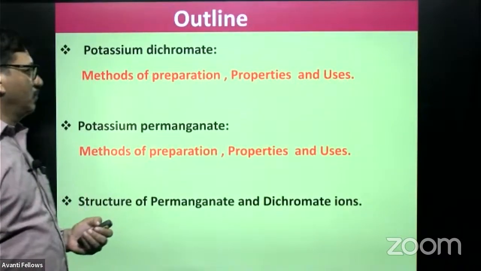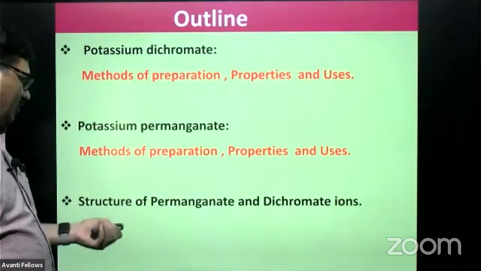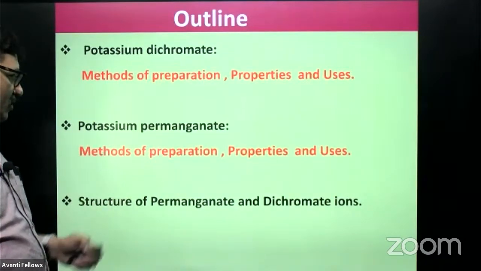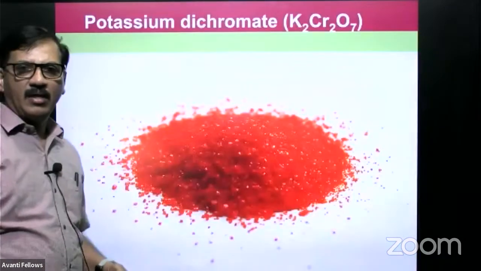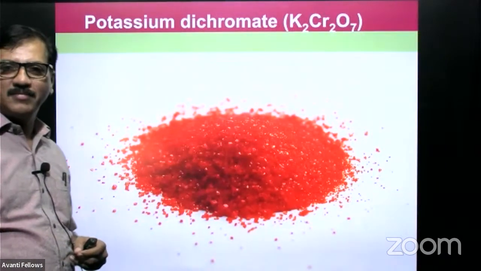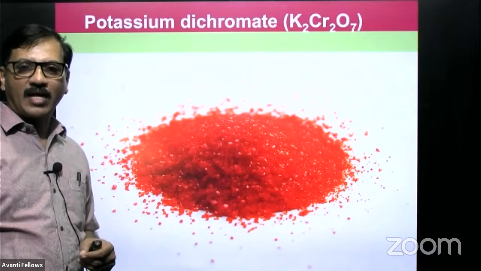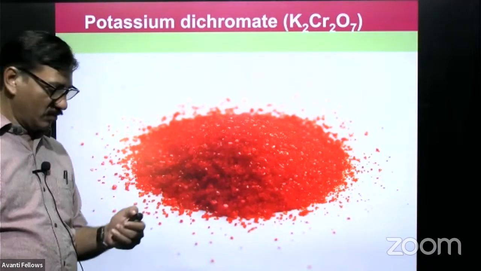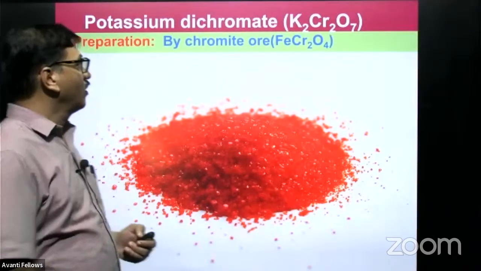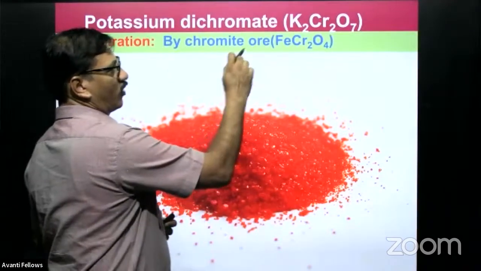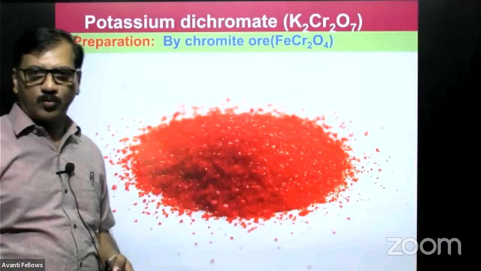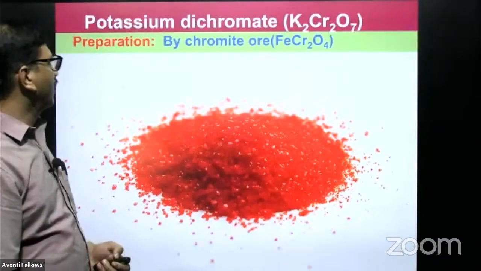Now, potassium dichromate. This is what we are going to know. Potassium permanganate, the methods of preparation and the structure of them and all this. Yes, this is how potassium dichromate looks. How is it to be prepared? It is prepared from chromite, FeCr2O4, which is available in the earth's crust.